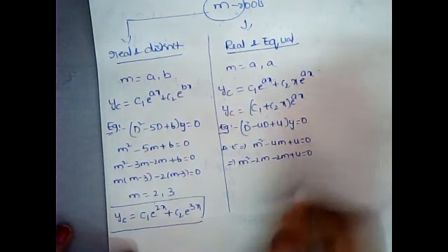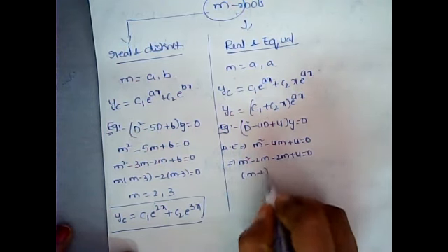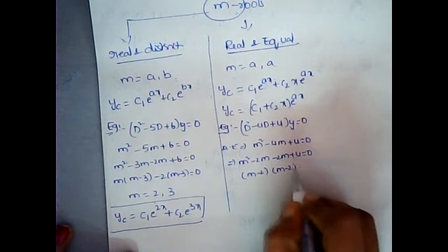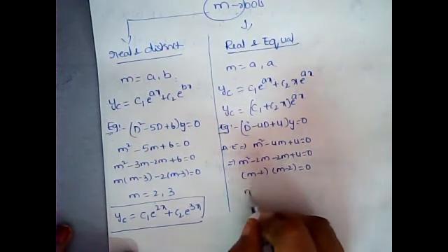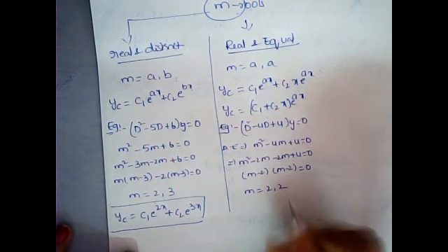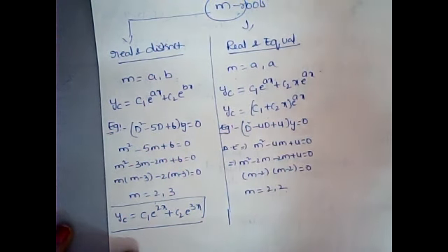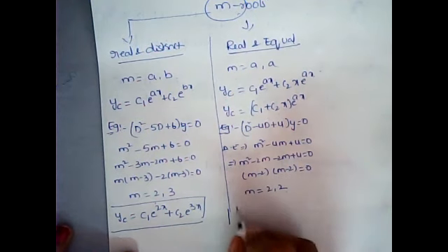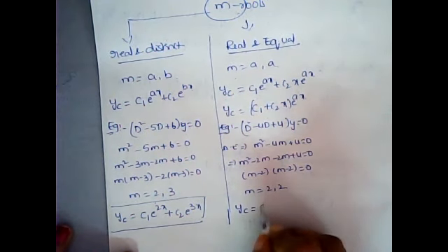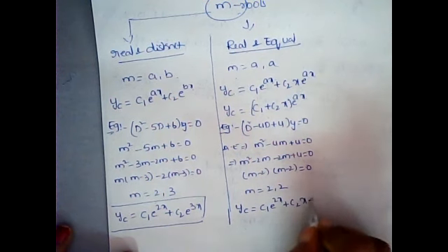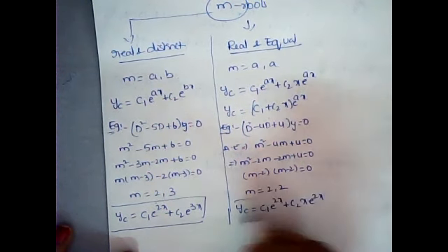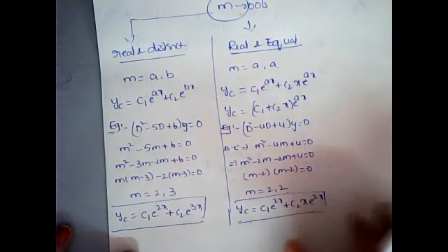So we are getting the roots as (m − 2)(m − 2) = 0. So m = 2, 2. You can see here the roots are real and equal. If the roots are real and equal, then we need to go for yc = c1 e^(2x) + c2 x e^(2x). In this way we need to write our required yc.